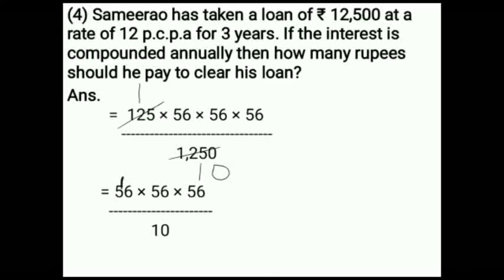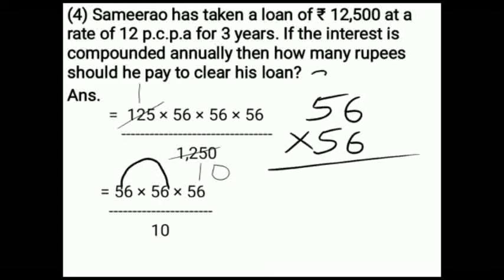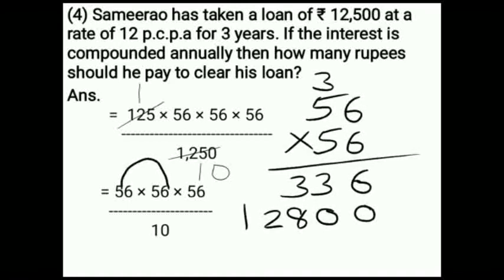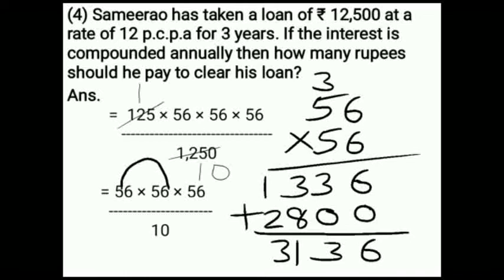First I will multiply 56 into 56. 6 6s are 36. 6 5s are 30. 30 plus 3, 33. 5 6s are 30. 5 5s are 25 plus 3, 28. 6 plus 0, 6. 3 plus 0, 3. 3 plus 8, 11. 1 plus 2, 3. Square of 56 I am getting 3136.